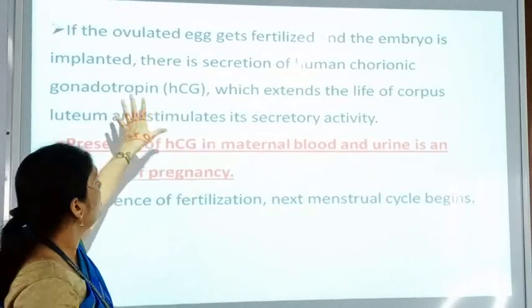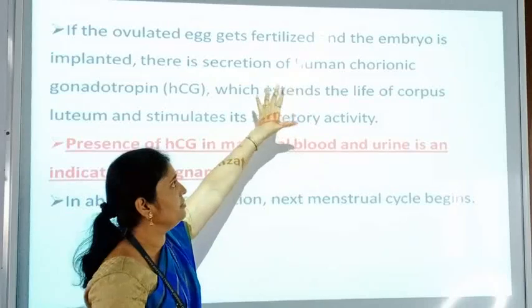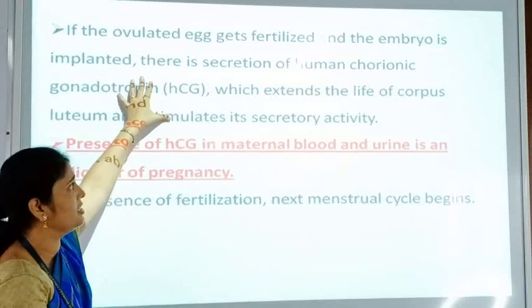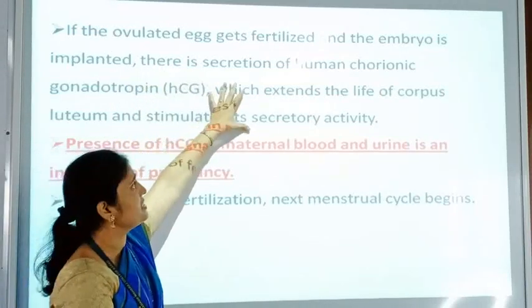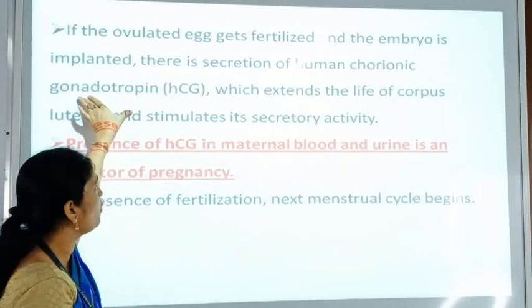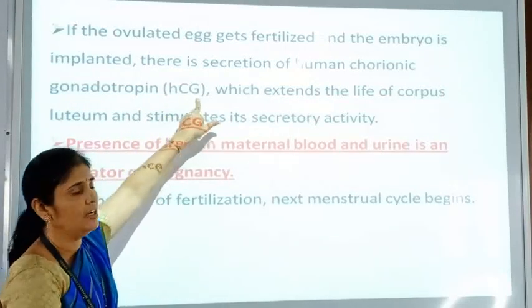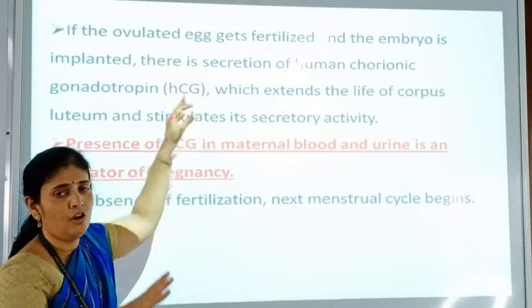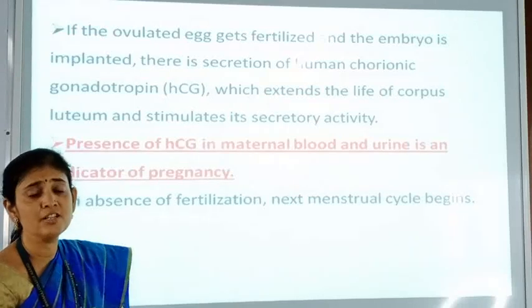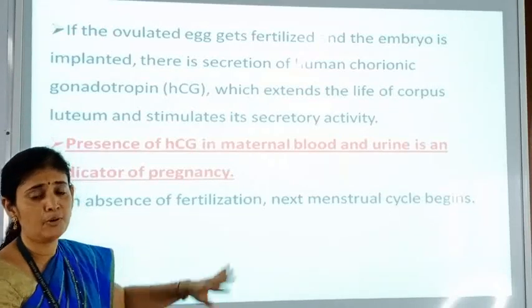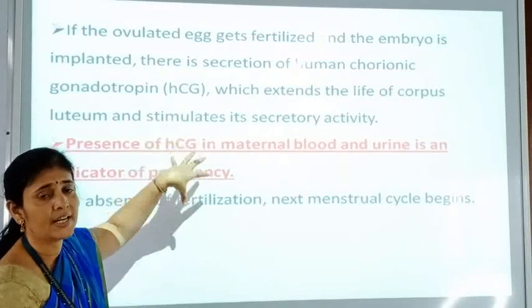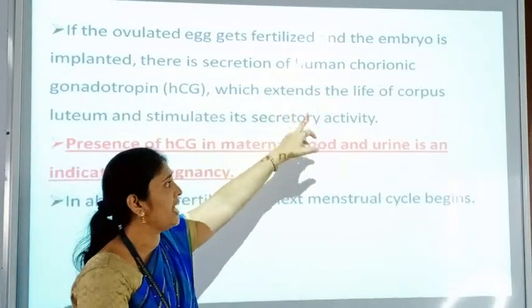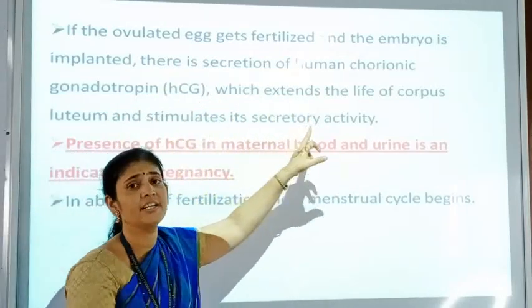What happens, you see here, the ovulated egg is supposedly fertilized, the embryo is formed, and that embryo is going towards the uterus. Then this embryo secretes human chorionic gonadotropin, that is called HCG. Always H is written as a small letter and C and G are written as capital letters. So if pregnancy is conceived and the embryo is formed, then during this phase the embryo is secreting this hormone, human chorionic gonadotropin, which extends the life of the corpus luteum and stimulates the secretory activity.